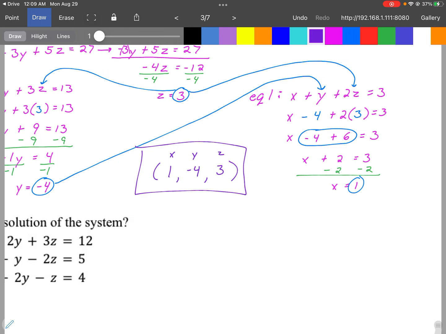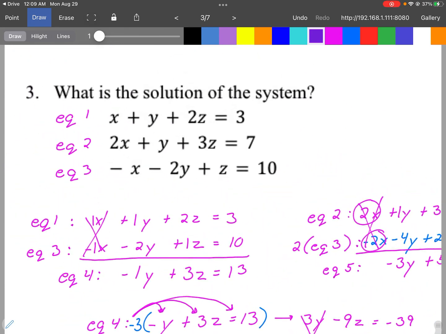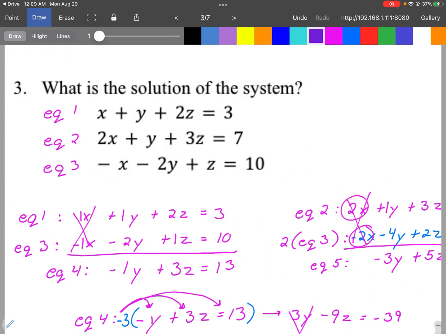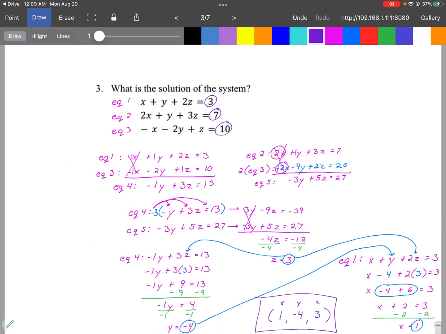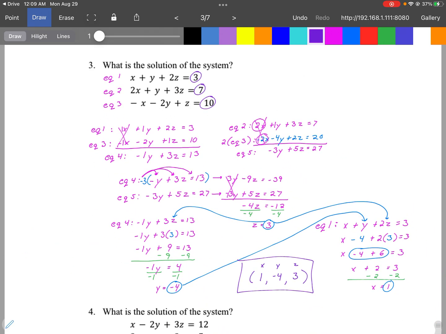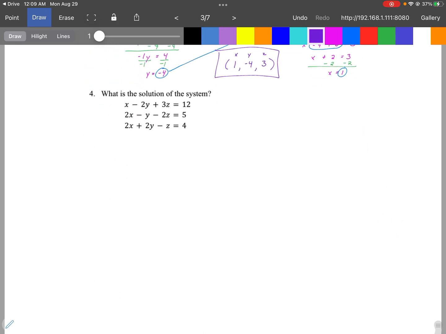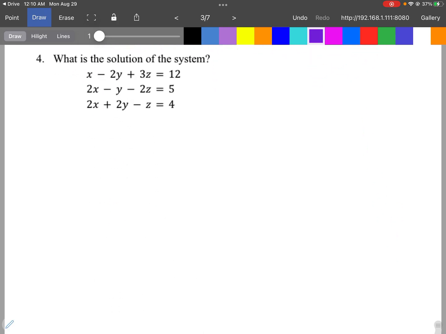So there's our solution. Now if you take those x, y, and z values and you plug them into your original systems, do the math, the first equation should come out to 3, second should come out to 7, third should come out to 10. All right, so that is number 3. Let's take a look at number 4, and then we'll go back up and pick up number 1, and you'll see why number 1 is a little bit special.